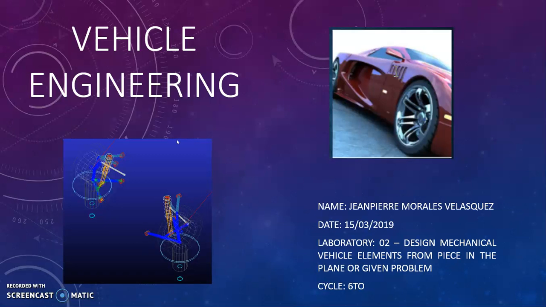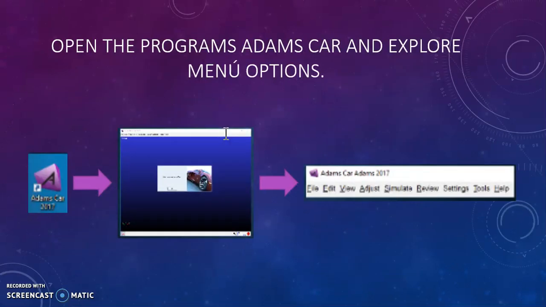Laboratory 2. Design mechanical vehicle elements from pieces in the plane of a given problem. Cycle 6. And the first step is to open the program, Adams Car, to start working, and explore the menu options.